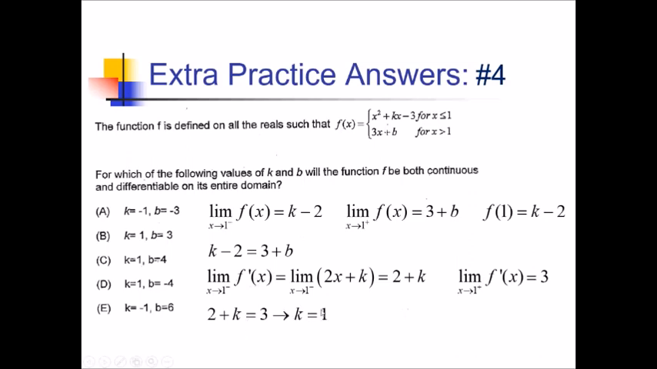Well, now that I know the value of k, I can plug it back into this first equation and solve for b. So plugging it in here, I've got 1 minus 2 equals 3 plus b. 1 minus 2 is negative 1. Subtract 3 from that, b equals negative 4. So we have a k value of 1, a b value of negative 4. That gives us answer choice D.